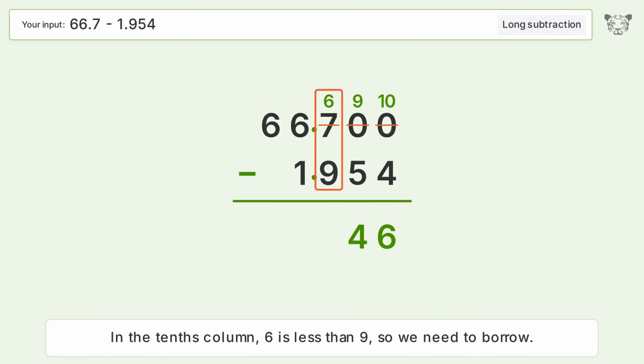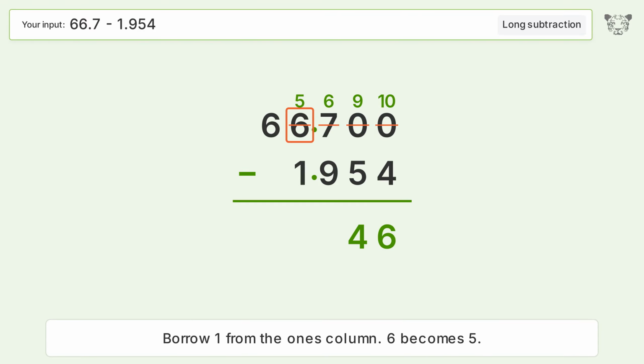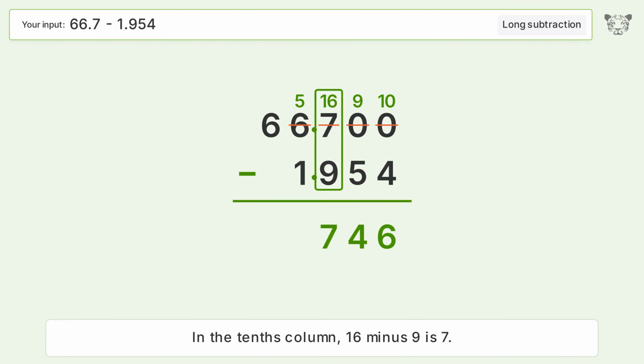In the tenths column, 6 is less than 9, so we need to borrow. Borrow 1 from the ones column. 6 becomes 5. The 6 in the tenths column becomes 16. In the tenths column, 16 minus 9 is 7.